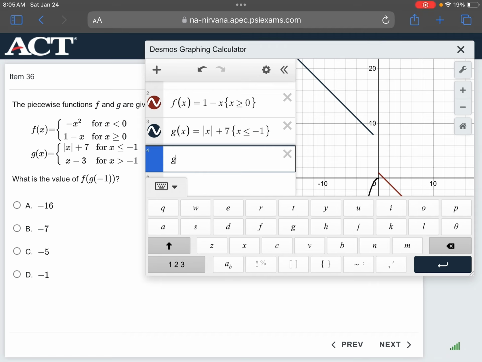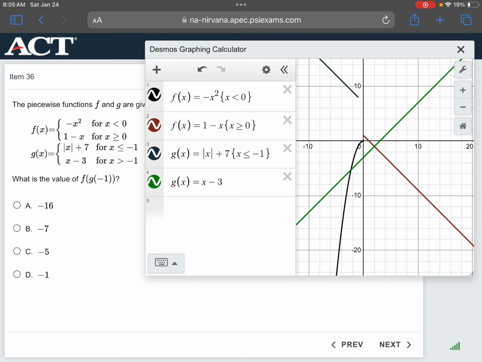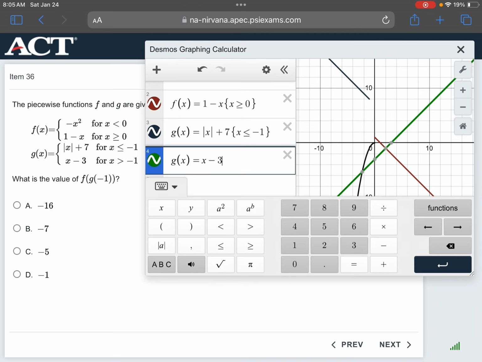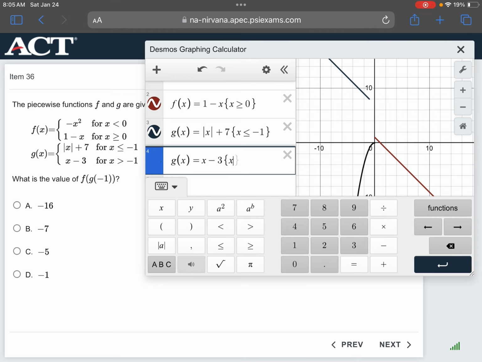All right, finally, putting in our last function, x minus 3. So there it is, green on there, but we need our restriction, curly bracket, x values greater than -1. All right. Whew. What a mess, right?